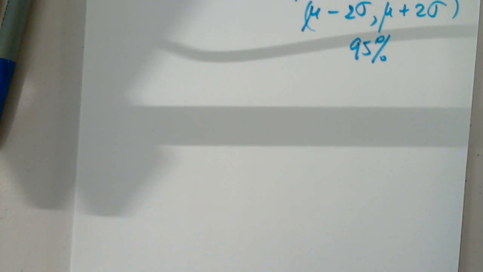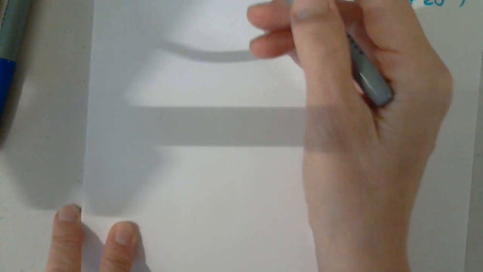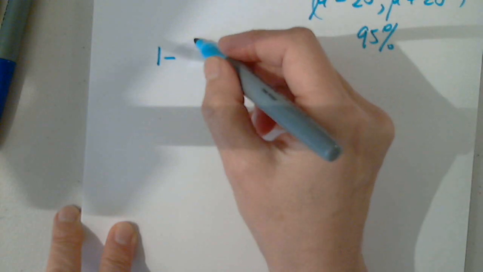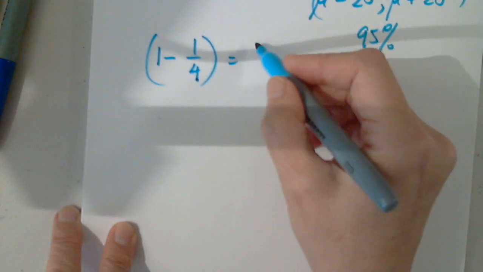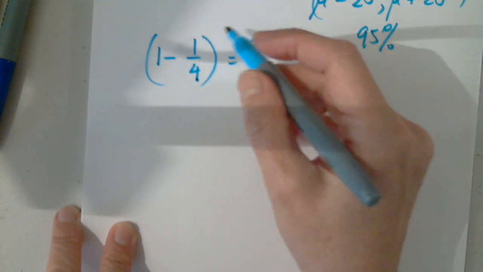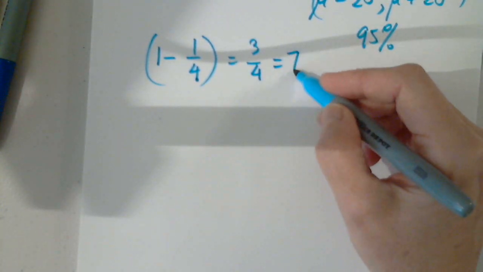According to the empirical rule. So I'm going to plug in k, which is 2, in here. So I have 1 minus 1 over 4, and this is 3 over 4. So 4 minus 1, 3 over 4. And this is 75%.